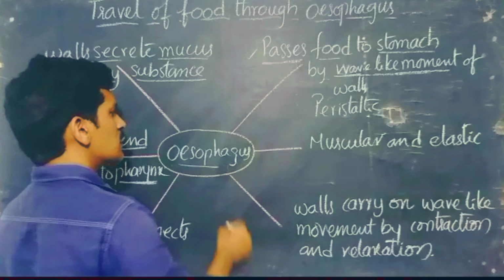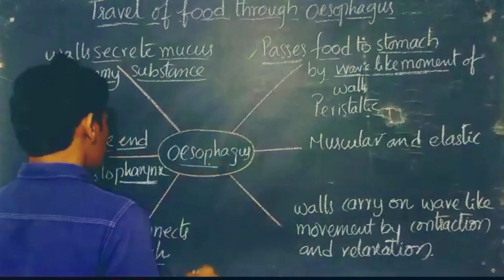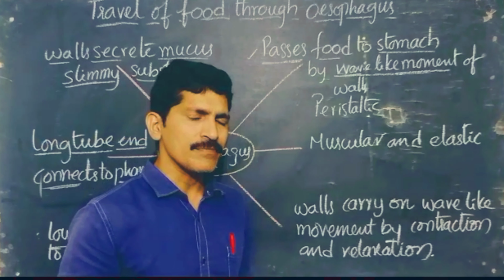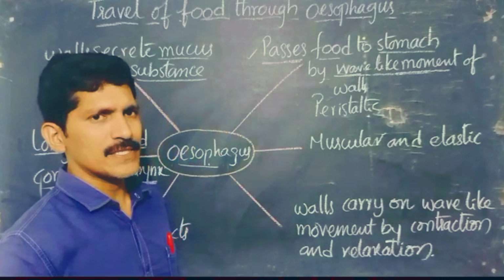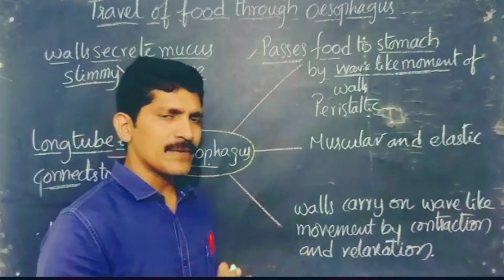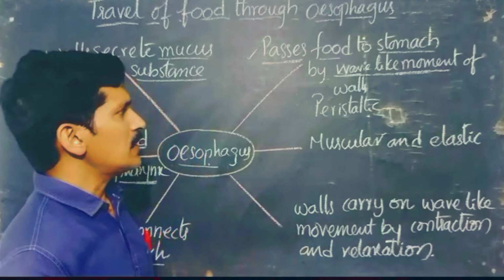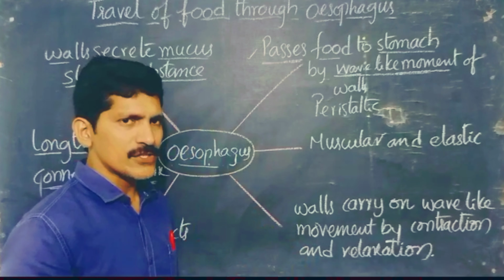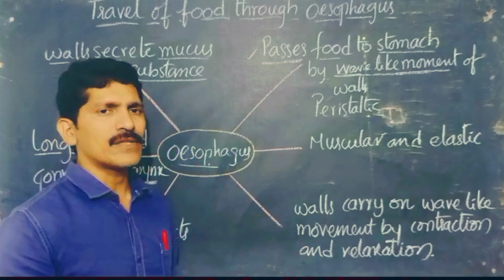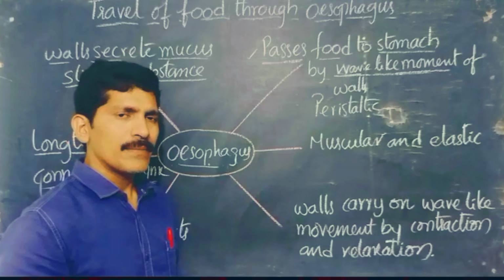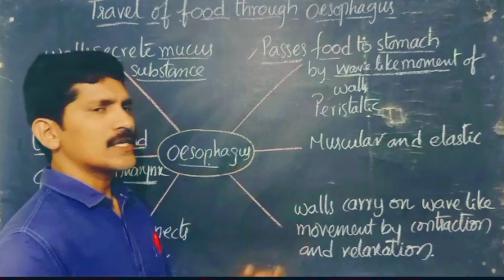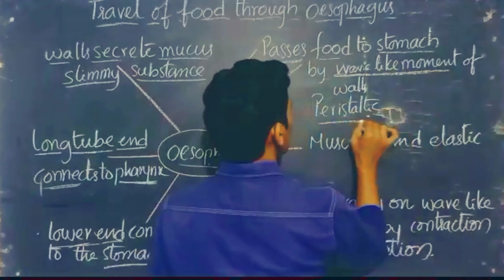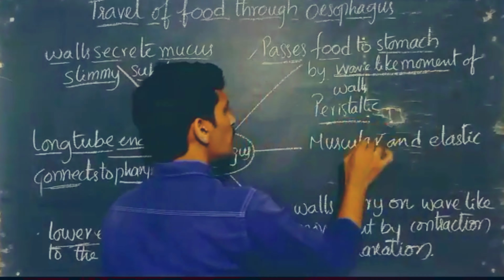Why? Because the esophagus is made up of two types of muscles, circular and parallel muscles. Those circular and parallel muscles contract and relax rhythmically. That makes the food materials pass easily in the forward direction. That rhythmical movement of both muscles pushes the food forward. That wave-like movement is generally called peristalsis.